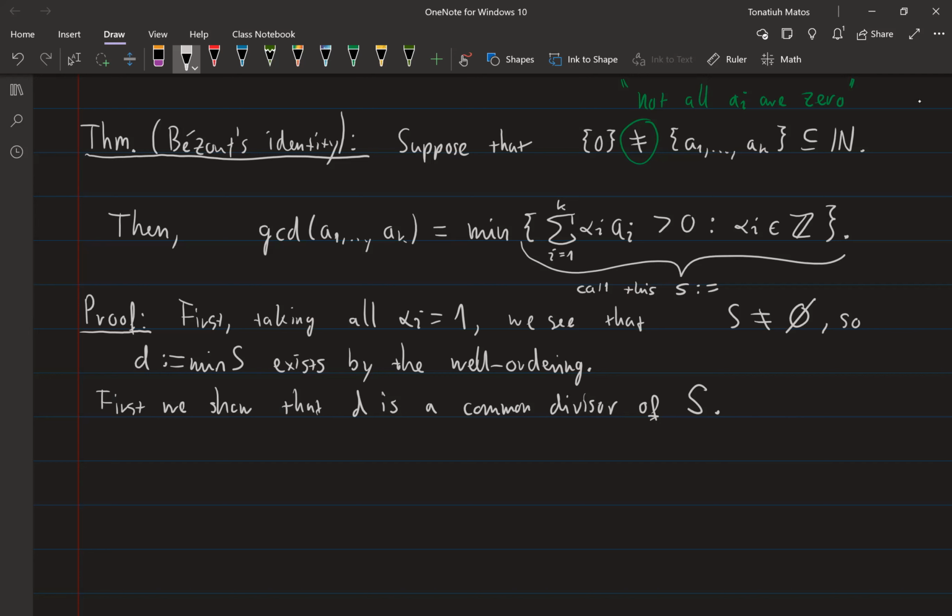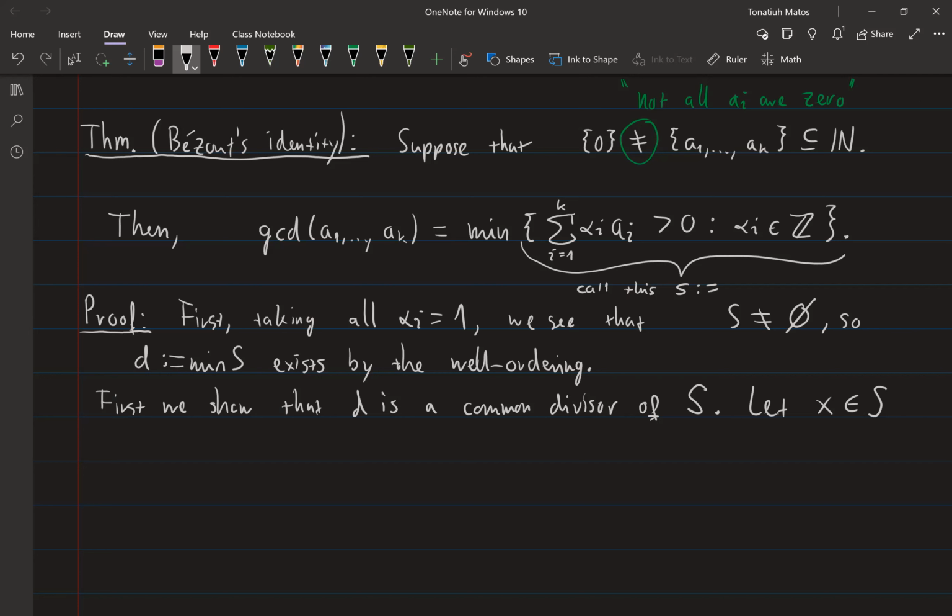So how do I claim this? Well, take any element of S and keep in mind that this is a stronger statement because the AIs are themselves elements of S. So if I show that it divides not just the AIs but everything in S, in particular I'm showing that it divides the AIs, right? Stronger, I mean that it seems stronger.